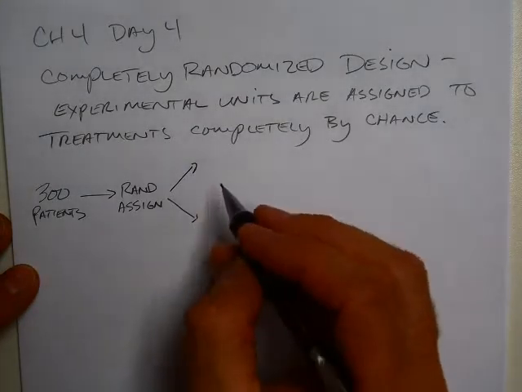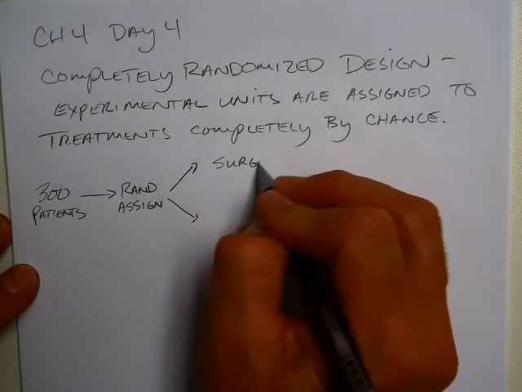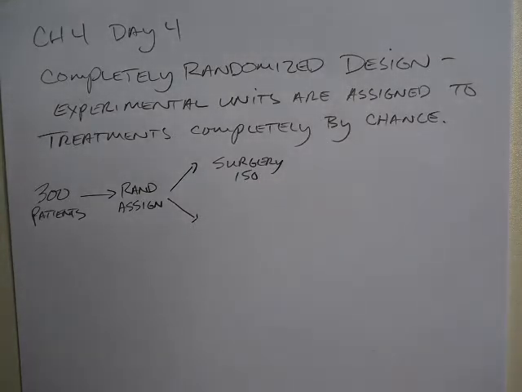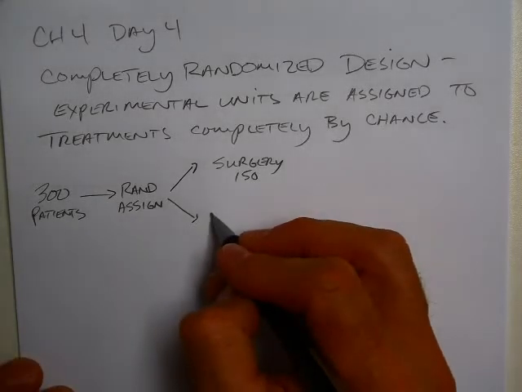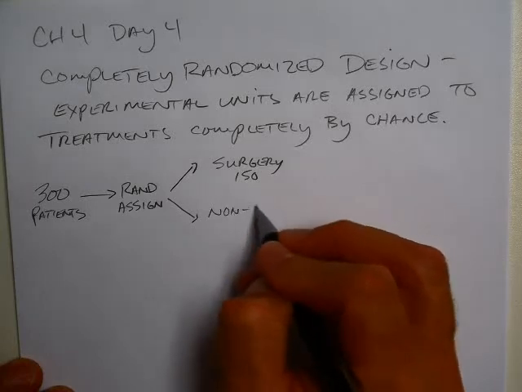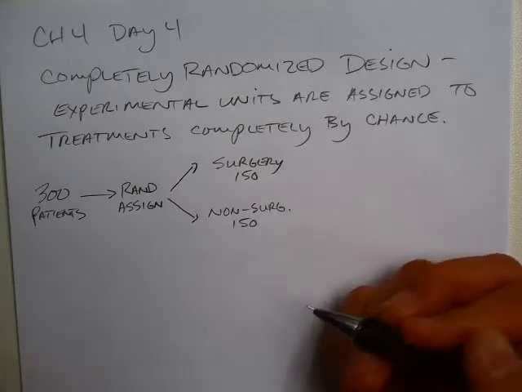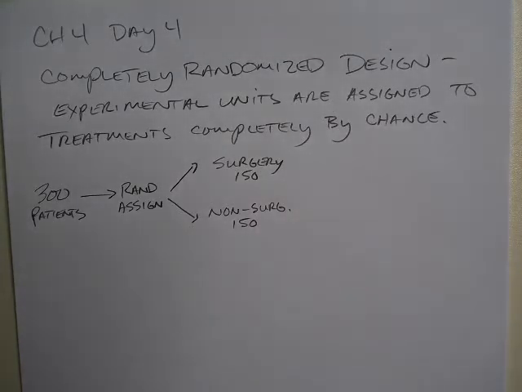In one case, we have surgery, and we want to randomly assign 150 to surgery. How you choose to randomly assign, there's lots of ways. The other is non-surgical, and we'd also assign 150 to that randomly. Names in a hat. Number the people 1 through 150. Choose 75 randomly.